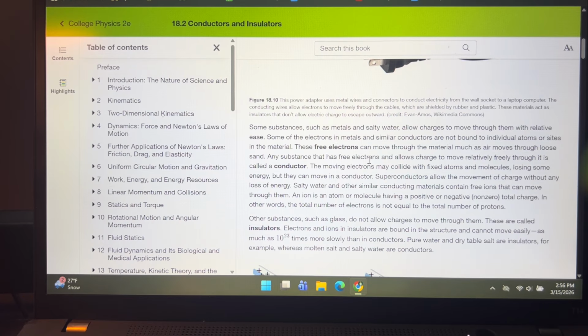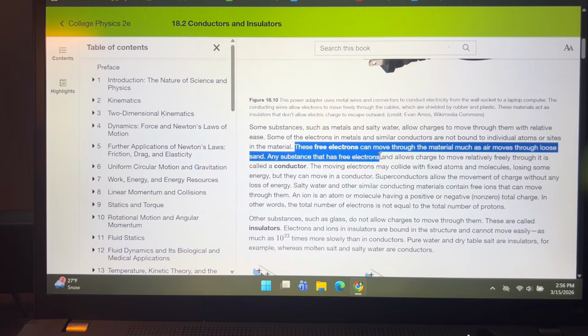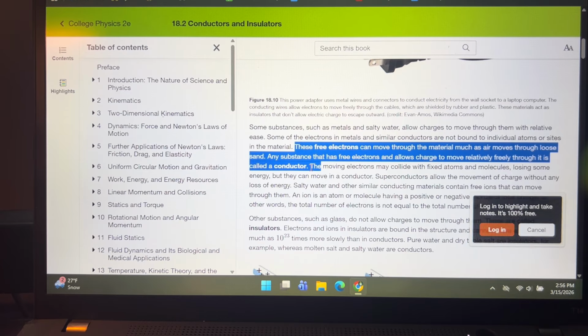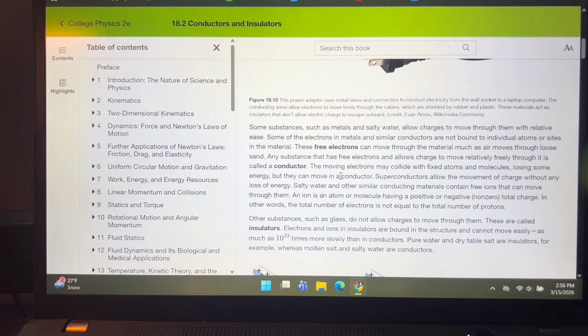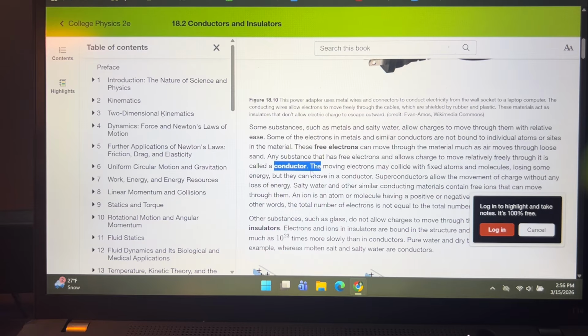We can go back to the paragraph again here and start with this sentence. These free electrons can move through the materials much as air moves through loose sand. Any substance that has free electrons and allows charge to move relatively freely through it is called a conductor. So we notice here in the scientific paragraph that free electrons as well as conductor is highlighted.